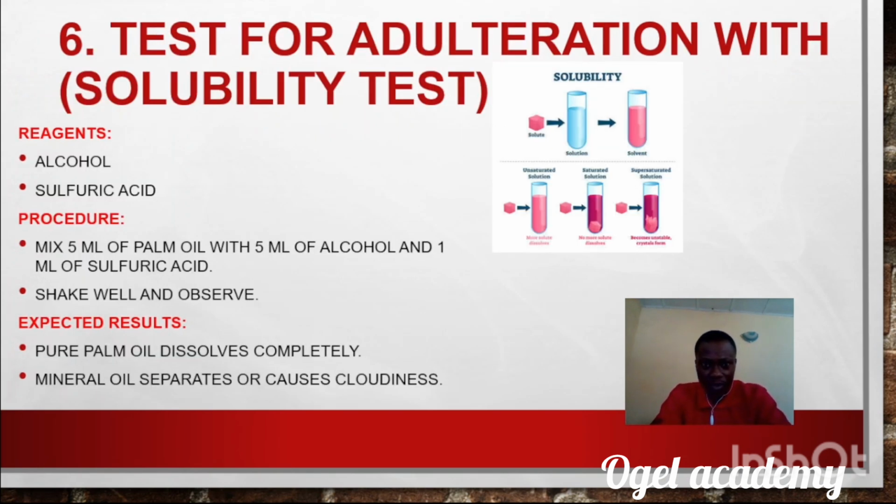Then the test for adulteration with a solubility test, making use of alcohol and sulfuric acid. The solutions are mixed: 5 ml of palm oil with 5 ml of alcohol and 1 ml of sulfuric acid. This mixture is to be well shaken. The expected result is that pure palm oil will dissolve completely in this system, while mineral oil separates or causes cloudiness. If it is a bad oil, it separates or causes cloudiness.